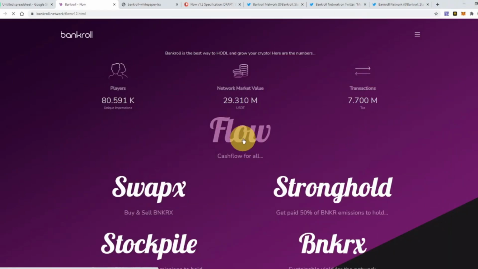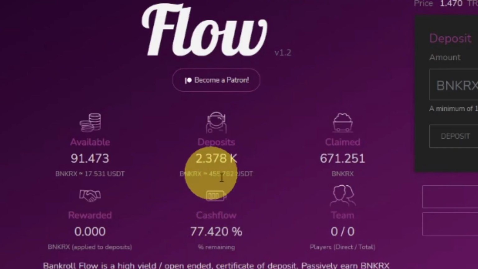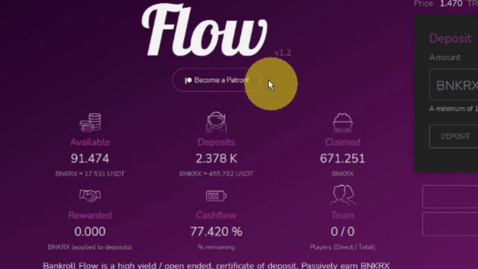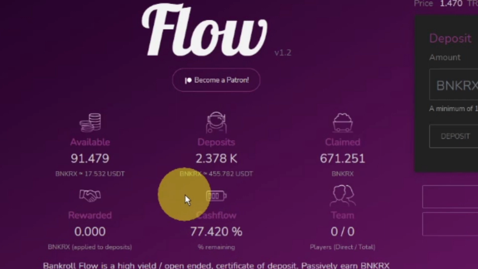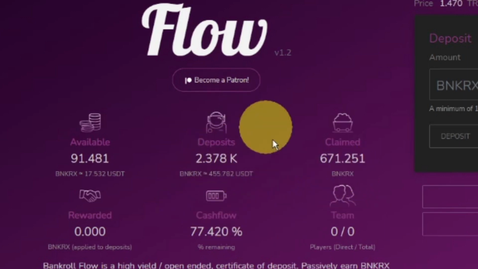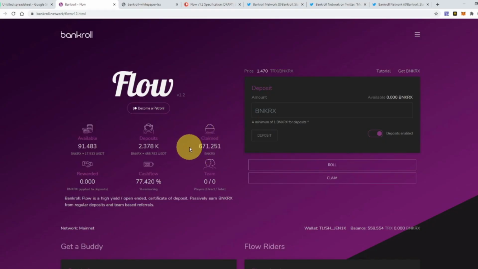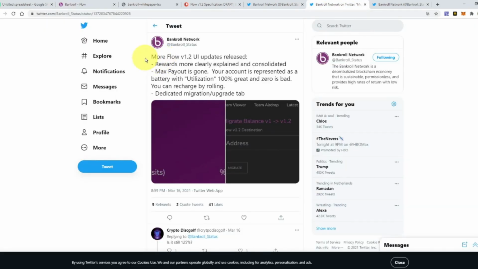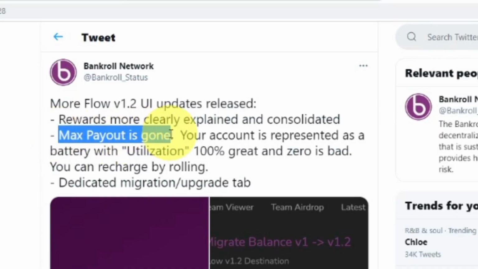Now, however, you can see that the user interface has changed into an actual graphic of a battery represented by a percentage. It's important to note that the contract itself has not changed. Your cash flow percentage is just another way of showing your 125% of the deposited amount relative to the claimed amount. So when Bankroll announced this UI change via a tweet, they said: "More Flow version 1.2 UI updates, and Max Payout is gone.